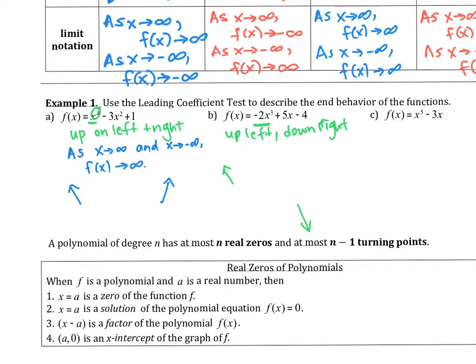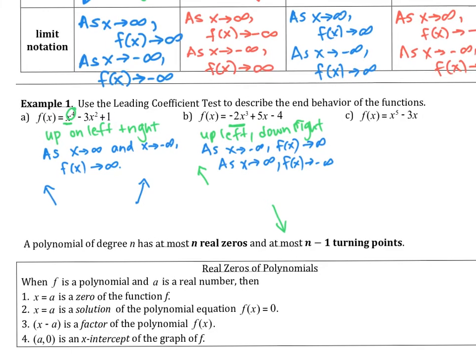For limit notation, I might say, on the left, it goes up, and on the right, the graph goes down. Unless it specifically tells you a way to write it, it's up to you.